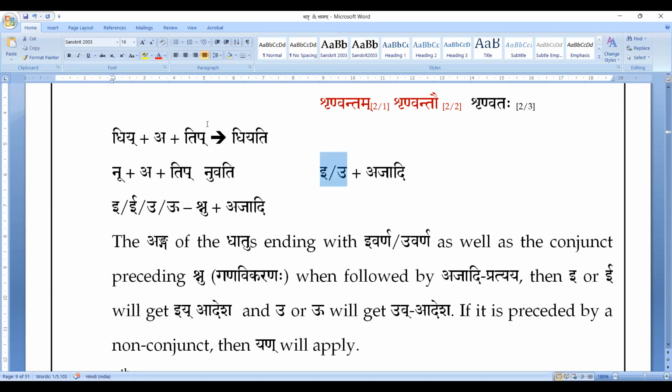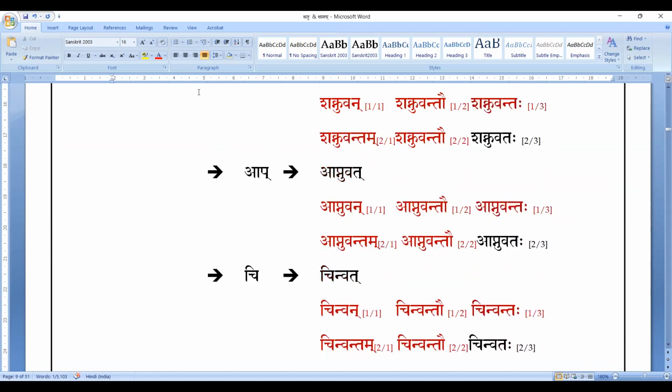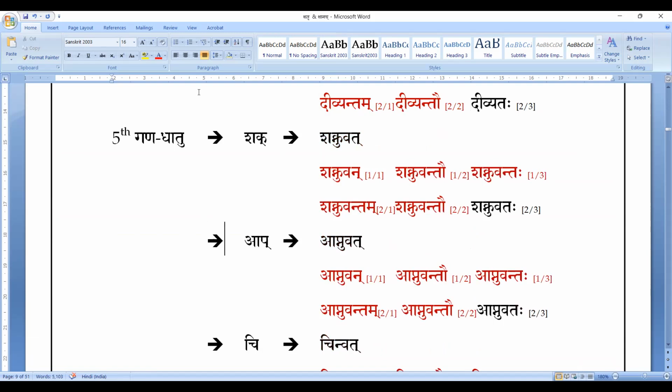Okay, yeah. So for Ivarnanta and Uvarnanta dhatu, the conjunct clause doesn't apply. Therefore, I'm cutting it out and applying it only for Shnu. In the case of Shnu, there it is Ukara preceded by Nakara, and the dhatu is Halanta. For Halanta dhatu, the fifth gana, we take the example of Ap dhatu. Ap dhatu, Halanta dhatu. Therefore, when we add Shnu, the ukara will be preceded by a conjunct. Therefore, here you get Uvadesha.